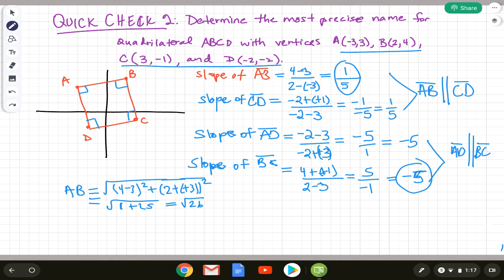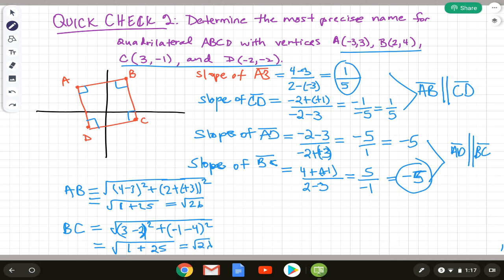All right, and then I would check the next thing. Check BC. So this would be 3 minus 2 squared plus negative 1 minus 4 squared. Right, that's going to end up giving me 3 minus 2 is 1 squared is 1, plus a negative 5 squared is 25, which is a square root of 26. So those are the same.